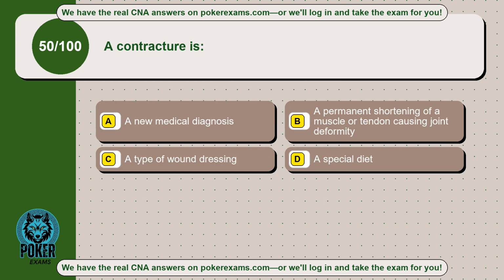Question 50. A contracture is Option A, a new medical diagnosis. Option B, a permanent shortening of a muscle or tendon causing joint deformity. Option C, a type of wound dressing. Option D, a special diet. The correct answer is Option D, a special diet.